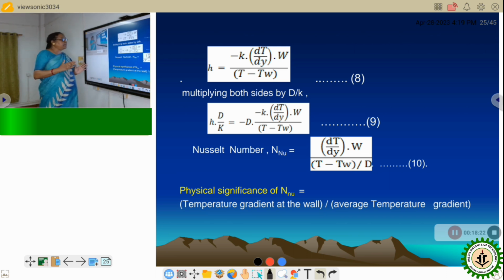So Nusselt number is equal to d into minus k dT by dy at the wall divided by (T minus Tw). If we rearrange, we get dT by dy at the wall divided by (T minus Tw) by capital T. So the physical significance of the Nusselt number is the temperature gradient at the wall by the average temperature gradient.